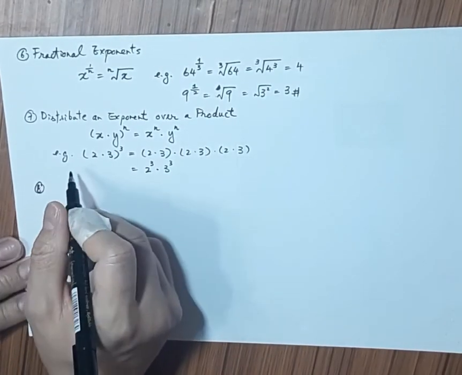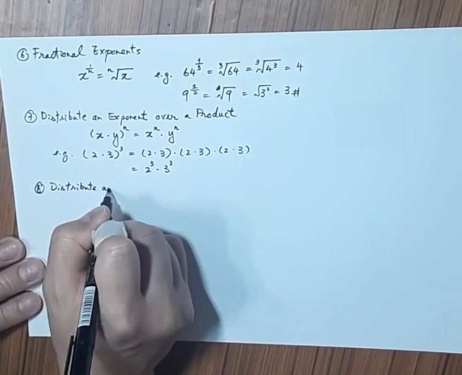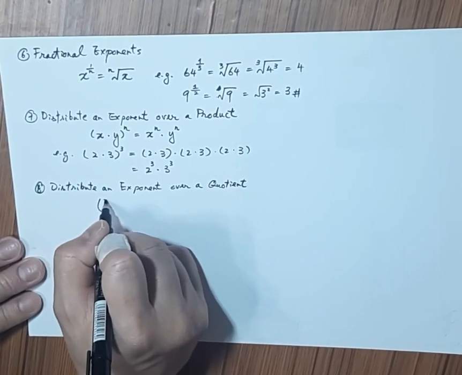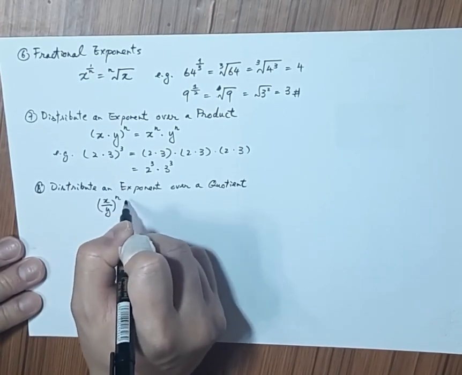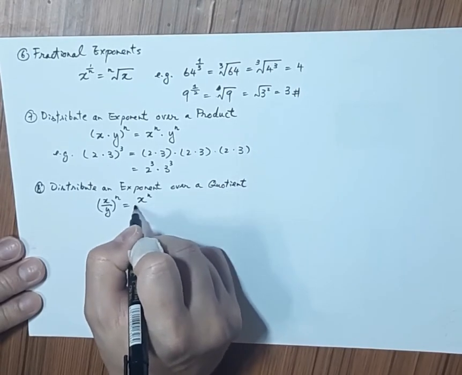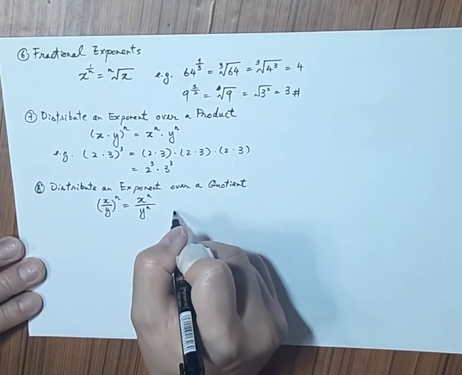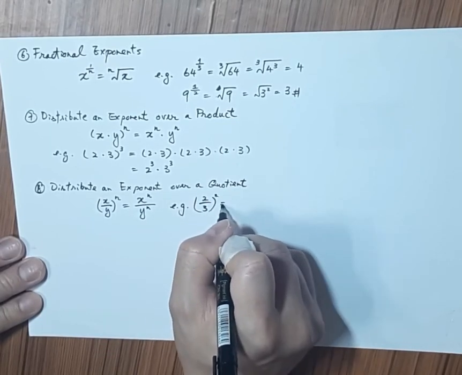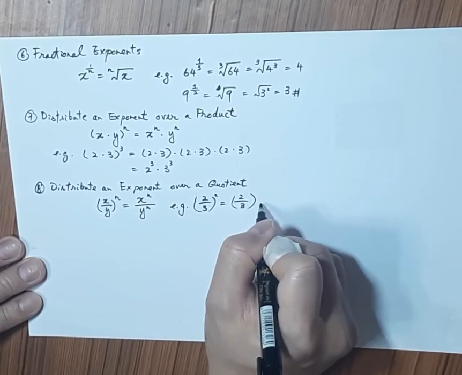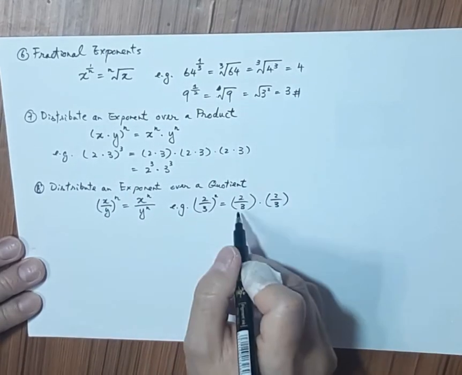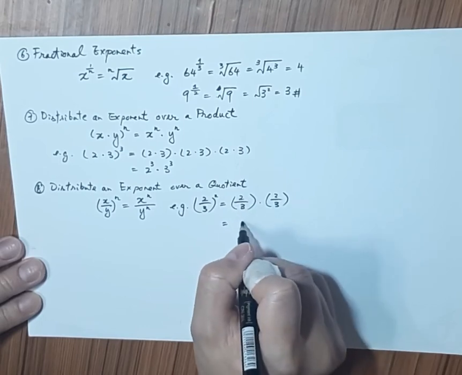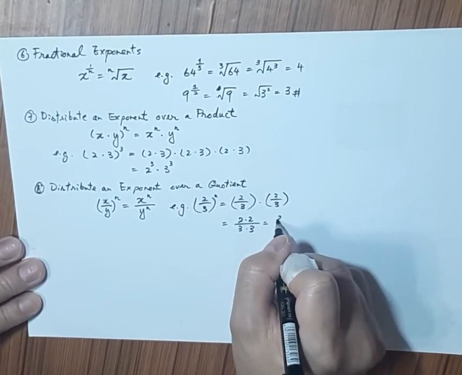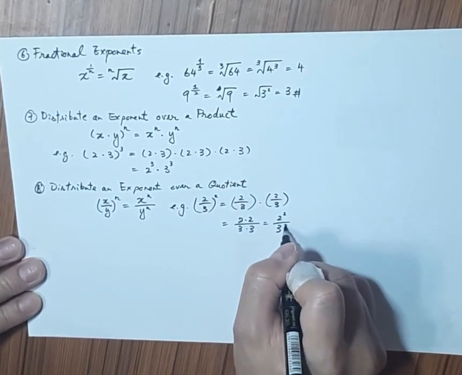And the eighth rule is that we can distribute an exponent over a quotient. For example, if we have x over y to the power of n, we can write x to the power of n over y to the power of n. Let's see an example. 2 over 3 to the power of 2 is equal to 2 over 3 multiplied by 2 over 3. When we multiply two fractions, the numerator is 2 times 2 and the denominator is 3 times 3. So it's equal to 2 to the power of 2 over 3 to the power of 2.